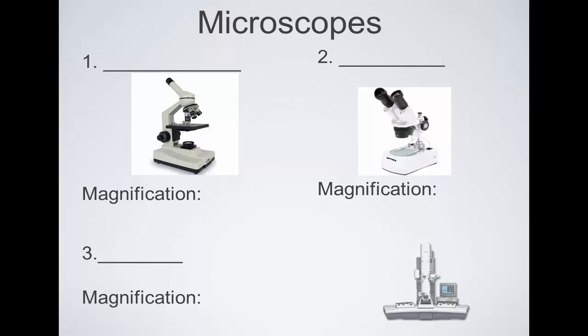Okay, so let's just introduce three types of microscopes. We'll be using two of the three. The first type is the kind we will be using most often. It is called a compound light microscope. This is a compound light microscope I have up here.